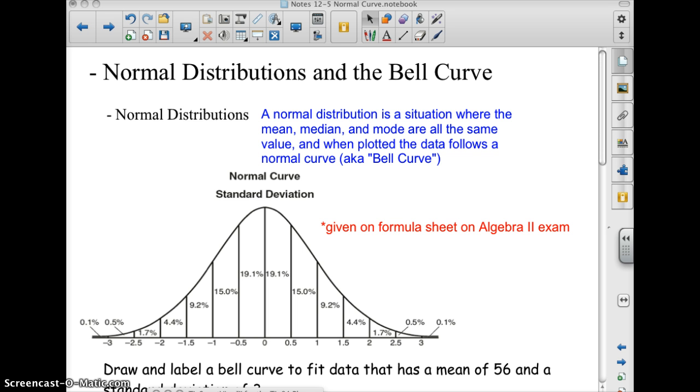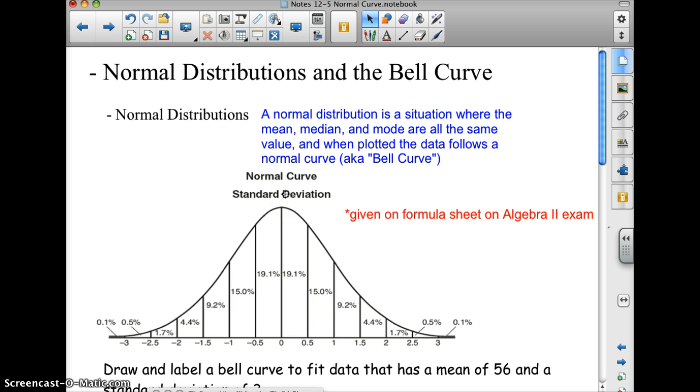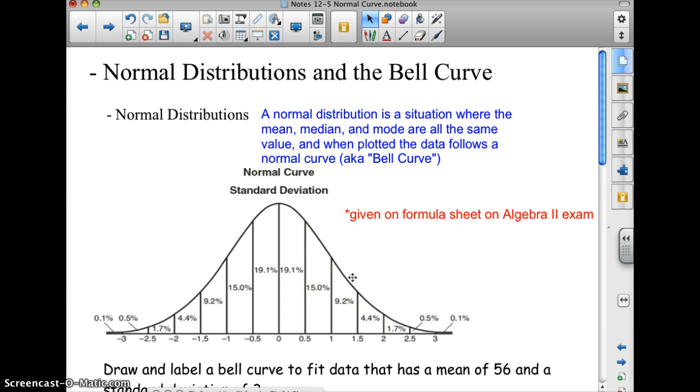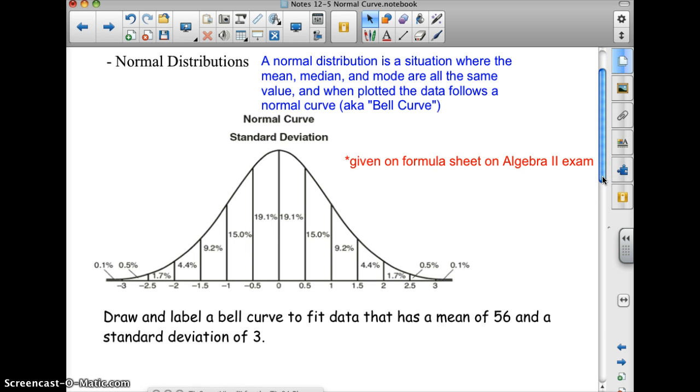This graph we have is a standard normal curve with standard deviation on it. This is the one you get for the Regents exam. What it has here is some information that's presented. These things down here: this 0, this 0.5, this 1, this negative 0.5, this negative 1. That is the number of standard deviations. So if I have one standard deviation above the mean, that's talking about right here.